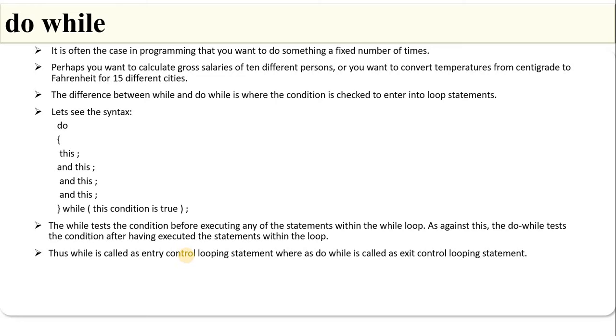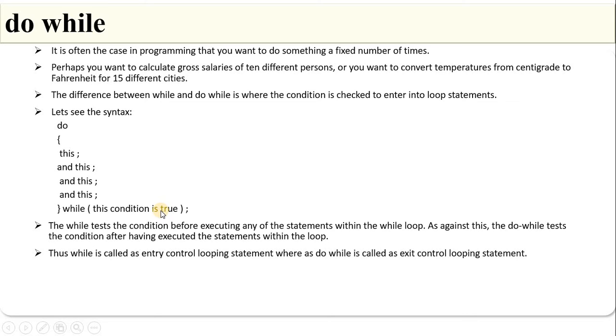So let us see the syntax first. Here in the do while, first the condition is not checked. The control flow will come into the body of the loop first. It will execute the statements, whatever statements are there in the do while body. Then at the end of it, we will check the condition.